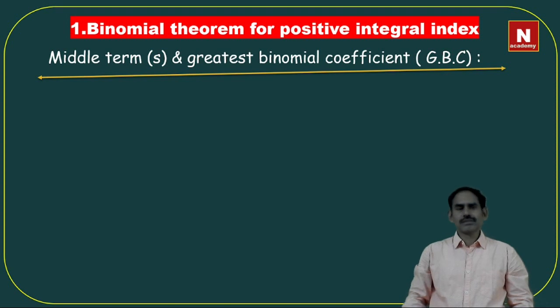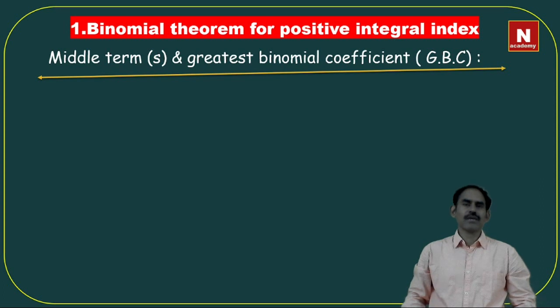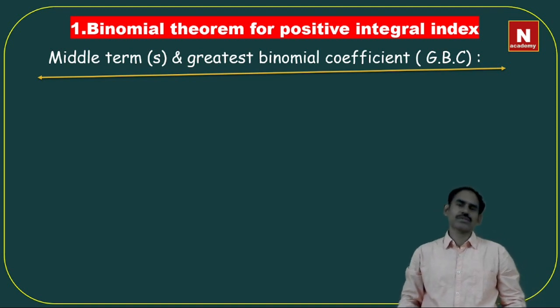Now let us start. What is the middle term? How to find the middle term or middle terms? And what is the greatest binomial coefficient, and how to find it? With the help of examples, we can understand what the middle term is and how to find it. Similarly, we can identify the greatest binomial coefficient also.